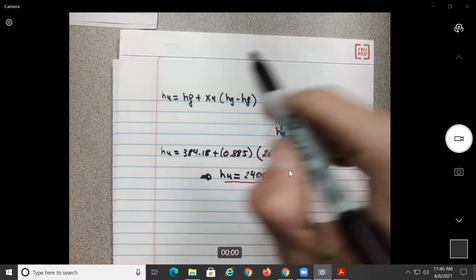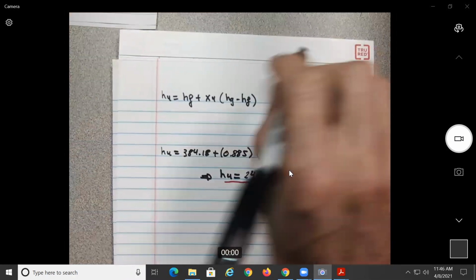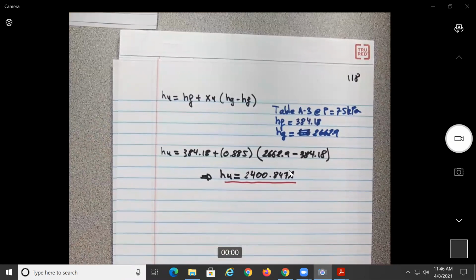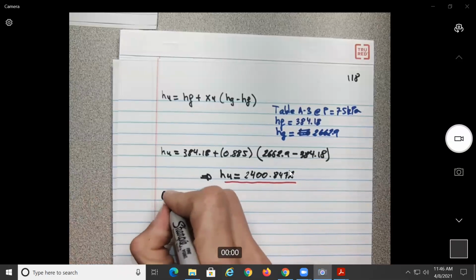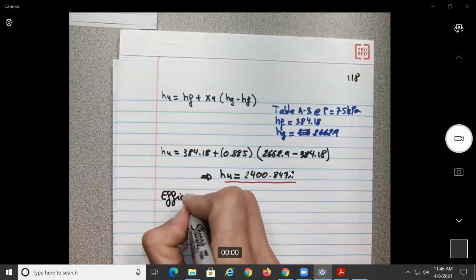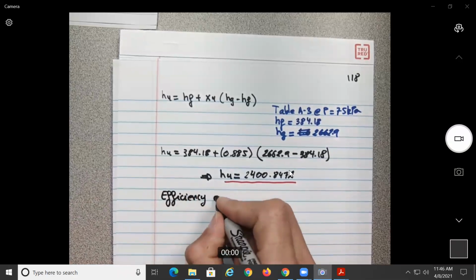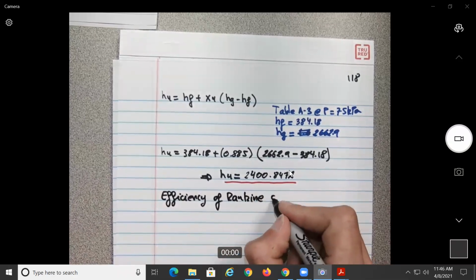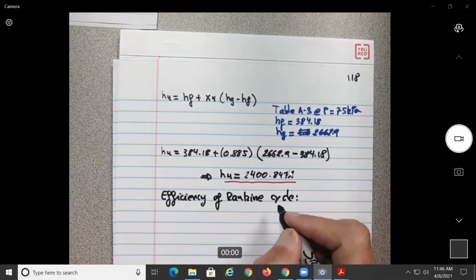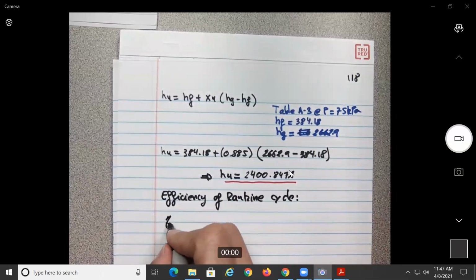Okay, so it was page 118. And what we had to do in this problem is to find the efficiency. So last class, we did derive two expressions for the efficiency. We had that the efficiency of the Rankine cycle could be equal to what?